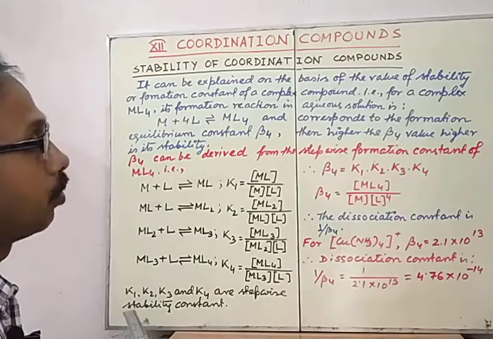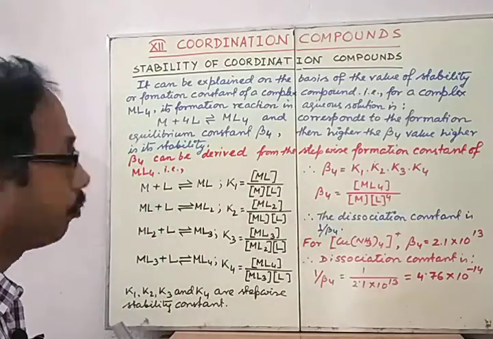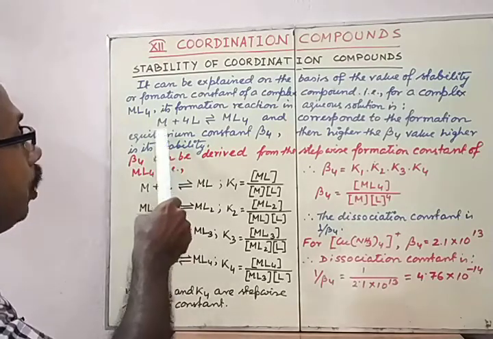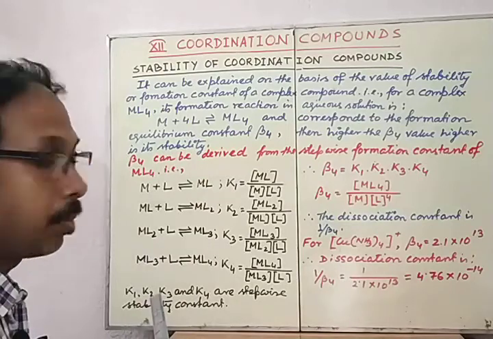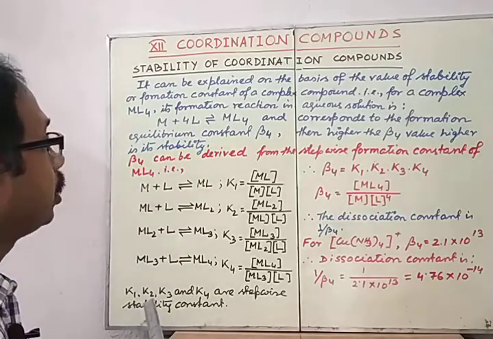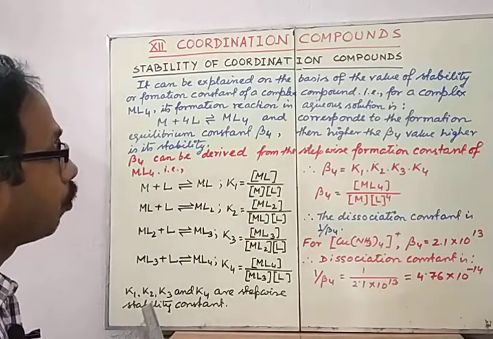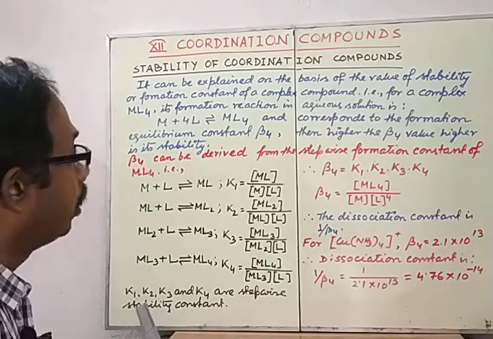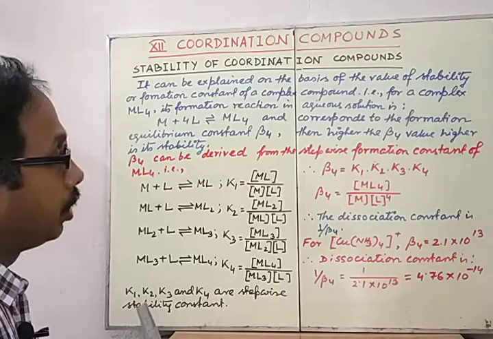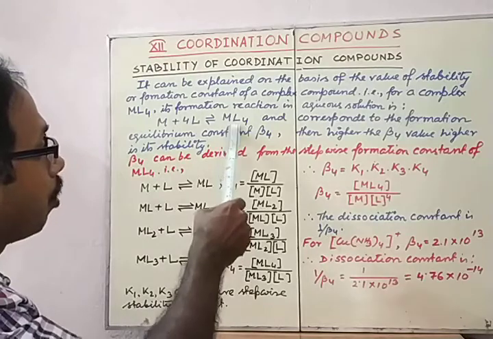of a complex compound. That is, for a complex compound such as ML4, if we follow the equilibrium reaction of formation of ML4, for which the corresponding stability constant is denoted by beta 4, if the value of this beta 4 becomes higher, then the complex becomes more stable. That means the higher the value of beta 4, the higher the stability of the complex.